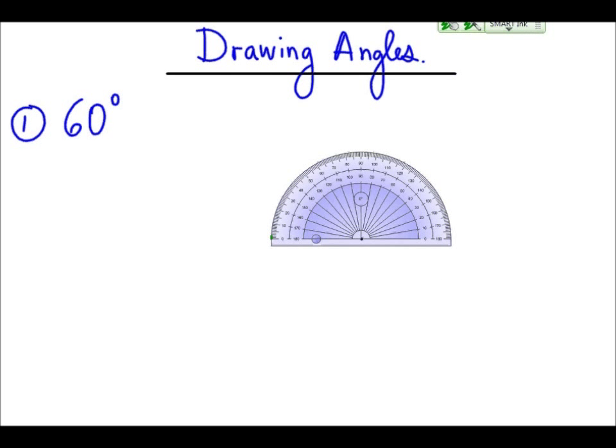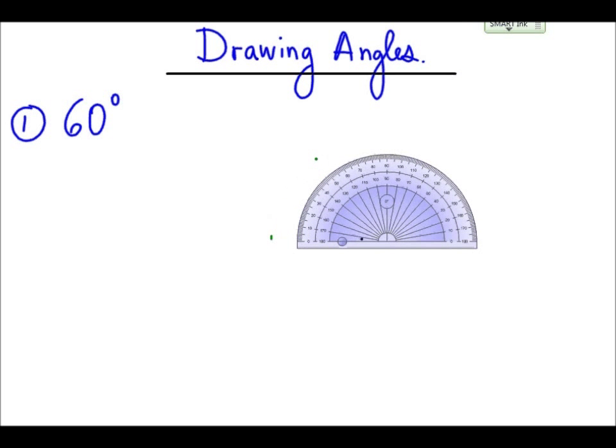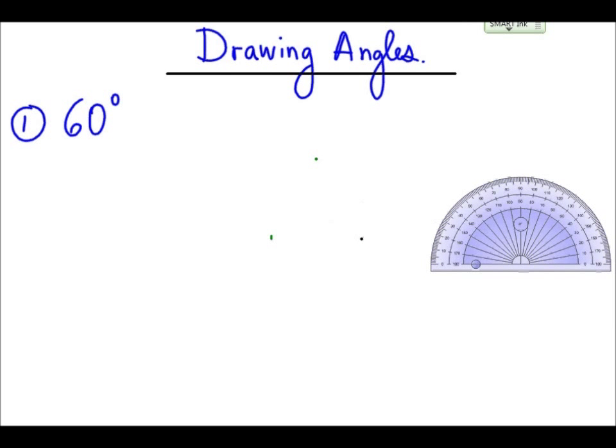Now I have a decision. Do I use the left 0 or the right-handed 0 on the protractor? I'm going to use the left-hand 0. So I'm going to put a mark on the left side. Then I'm going to count up to 60. I'm going to put a dot. Now I'm going to connect the center of the circle to the 0, and I'm going to connect the center of the circle to the 60 degrees.